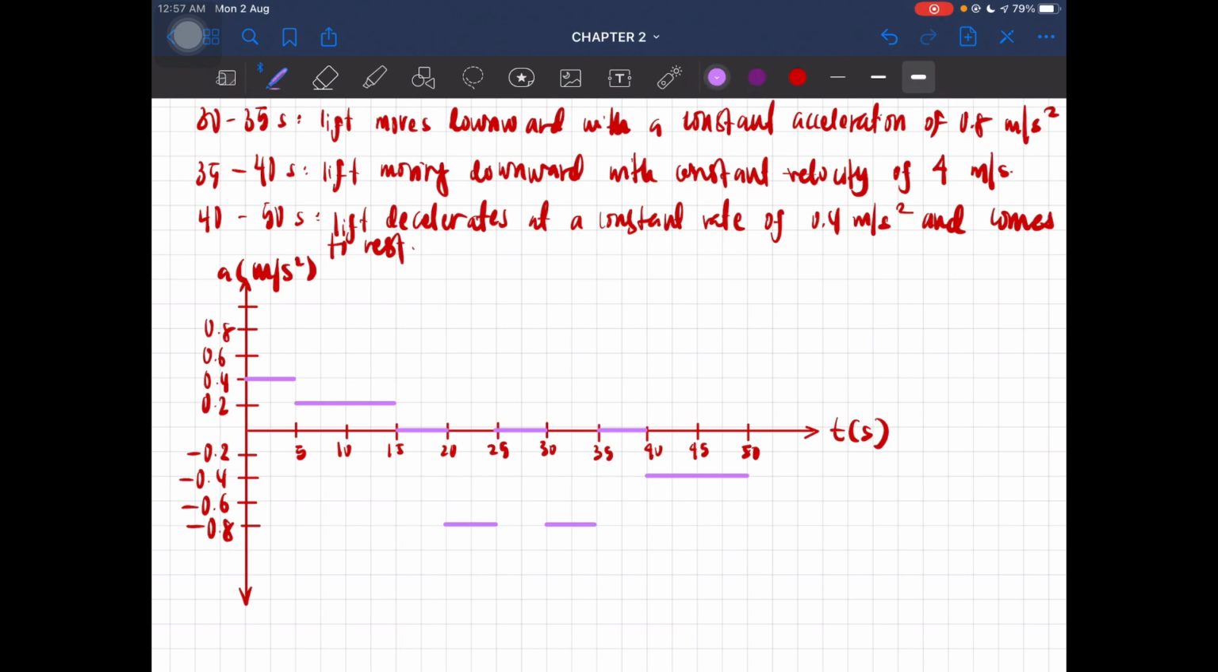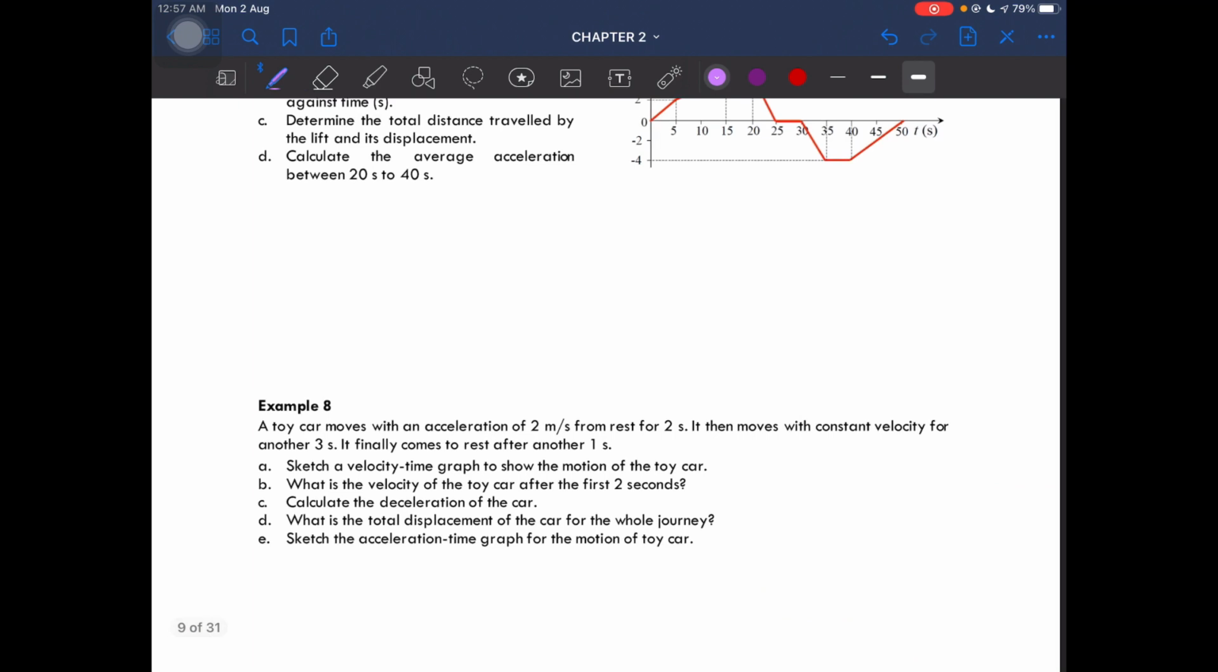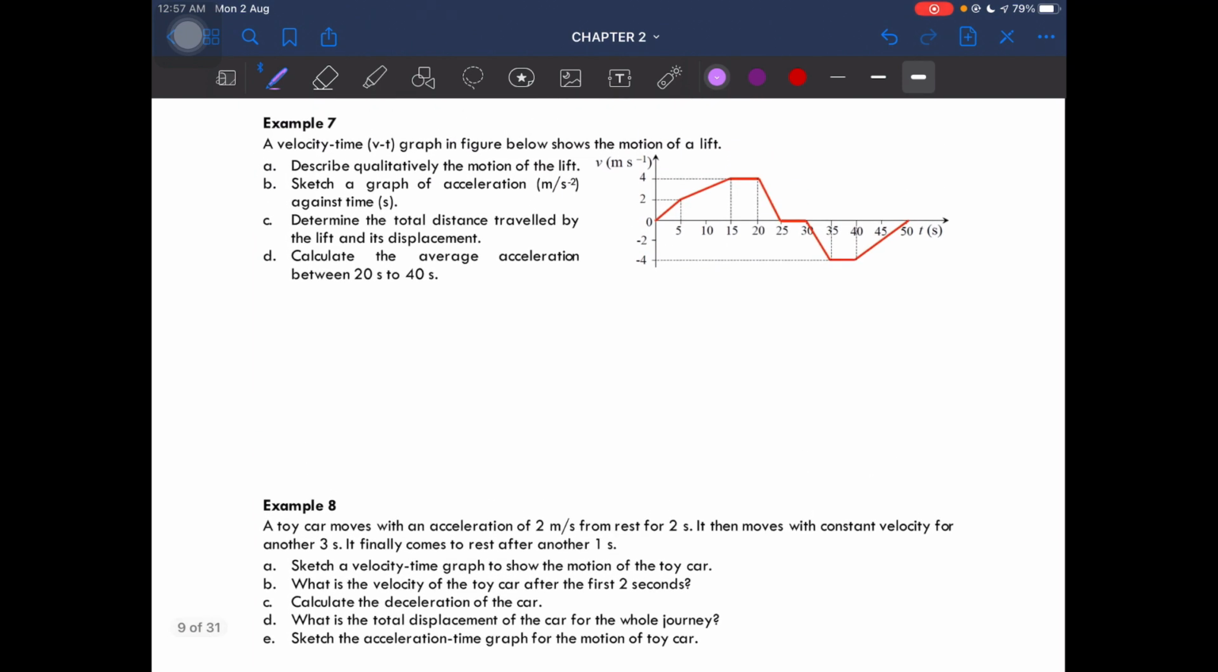Okay, so sambung lah sikit sini tu. Garis lah semua ni, okay? Like this, like this, like this. Okay, so that is acceleration against time graph. Now dia suruh kita cari total distance traveled by the lift and its displacement.